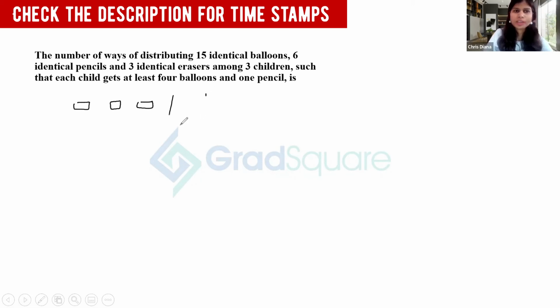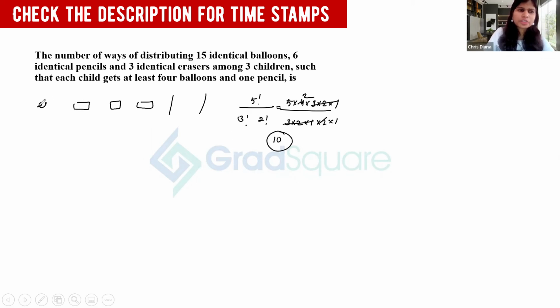I need to put 2 partitions to divide it for 3 children. Correct. So, the number of ways in which I can distribute this. Okay, 1, 2, 3, 4, 5. 5 articles there, 5 factorial by 3 factorial, as these 3 are the identical ones, and 2 factorial, as these 2 are the identical ones. So, this gives you 5 into 4 into 3 into 2 into 1 divided by 3 into 2 into 1 into 2 into 1. So this part gets cancelled out and 2 gets cancelled out. There are 10 ways. Now, this is to distribute the erasers.